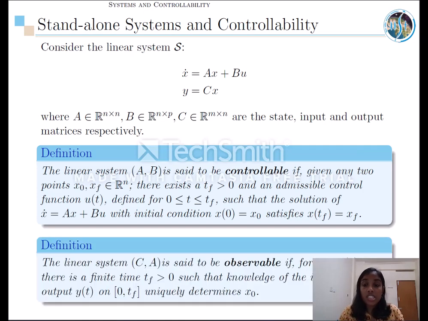Further, the system is said to be observable if for any given initial condition x0, there exists a finite time tf such that the knowledge of the input and output on the fixed time interval 0 to tf uniquely determines the initial point.